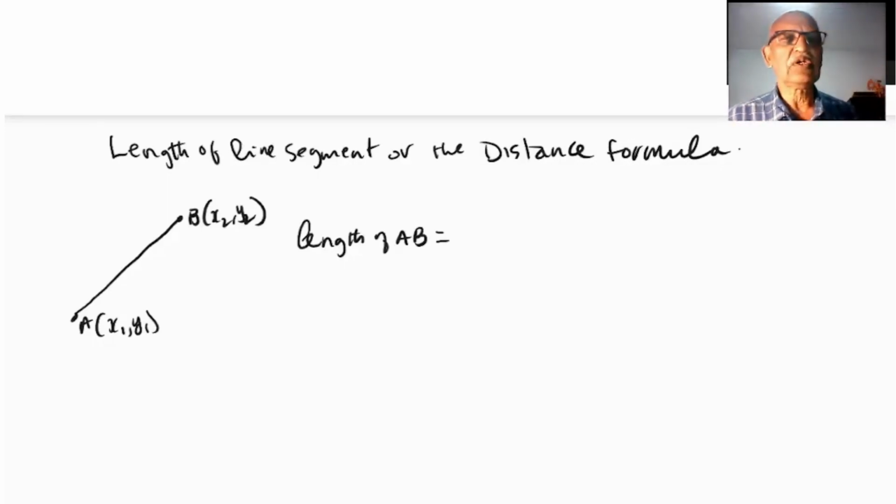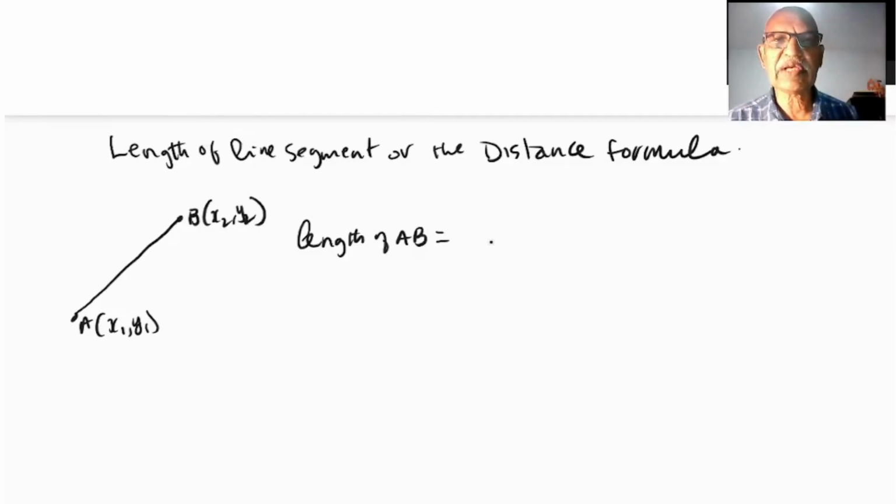Okay, today our lesson will be the length of a line segment, or we call it the distance formula. We can find the distance between any 2 points, or the length between any 2 points. Given the line segment AB, I can find the length of AB. I should be given the coordinates of A, x1, y1, and the coordinates of B, x2, y2. What will be the length from A to B?